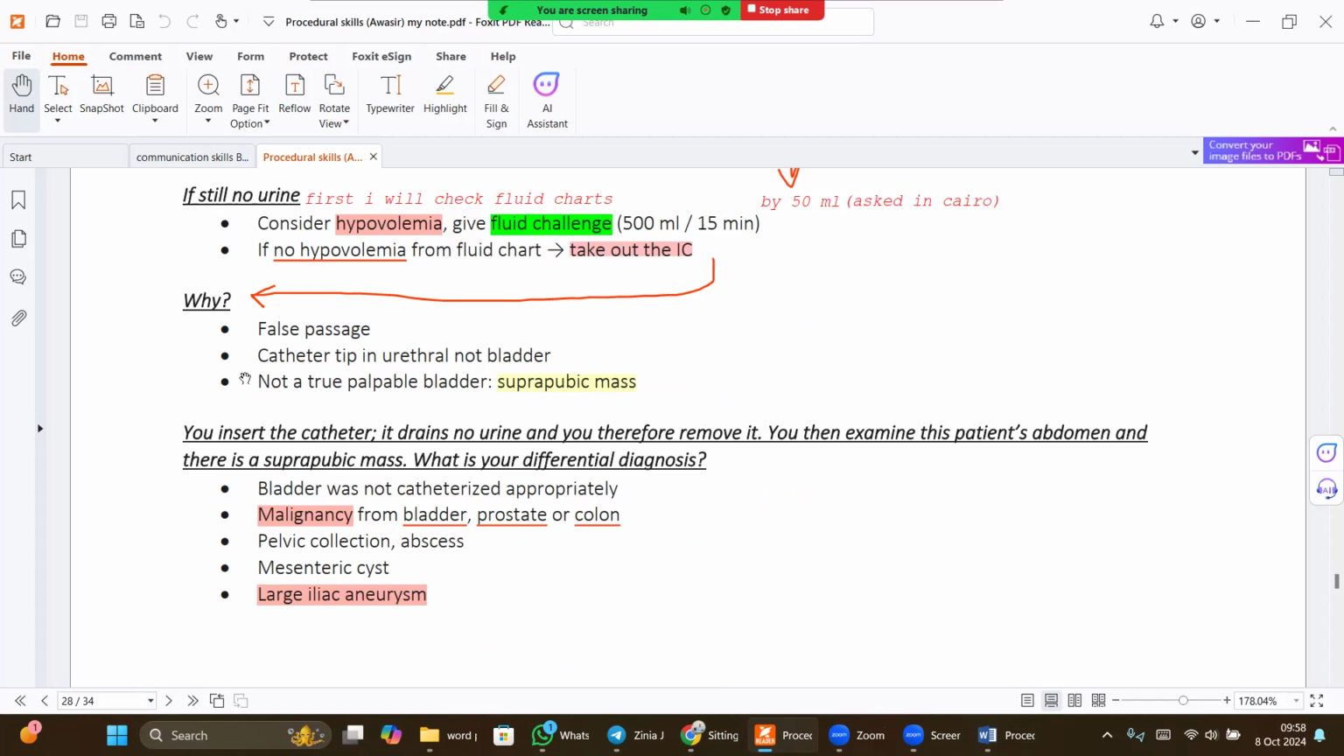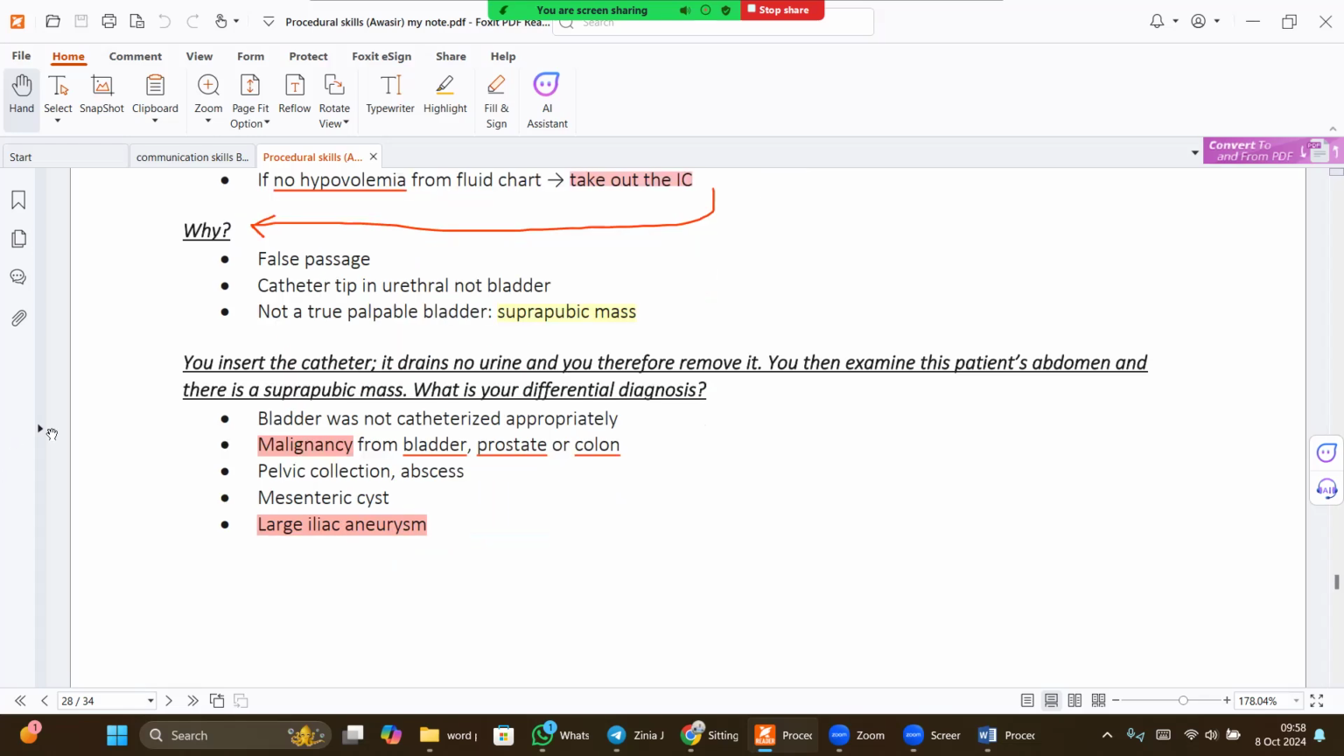Okay, why? Because it may be in the false passage, catheter tip in urethra but not in the bladder, not a true palpable bladder and suprapubic mass. You insert the catheter, it drains no urine, and you therefore remove it. You then examine the patient's abdomen and there is a suprapubic mass. What is the differential diagnosis?